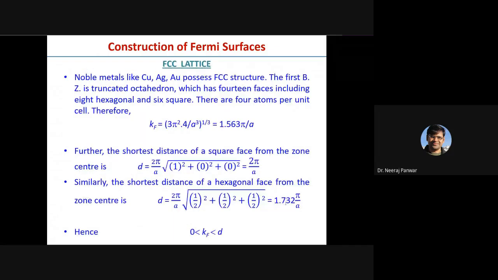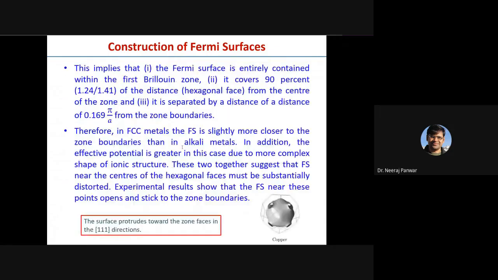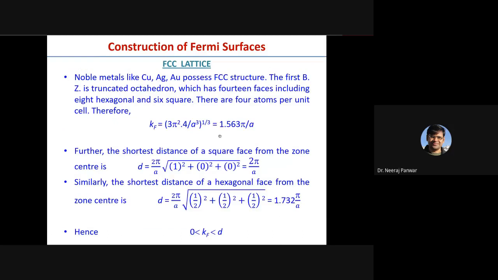563 divided by 1.732 of the distance from the hexagonal face from the center of the zone, and it is separated by a distance of 0.1693 pi over a from the zone boundary. Therefore, in the BCC metals, the Fermi surface is slightly closer to the zone boundary than in alkali metals, because here the radius is larger.